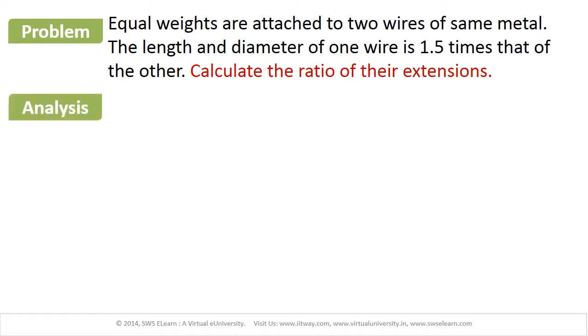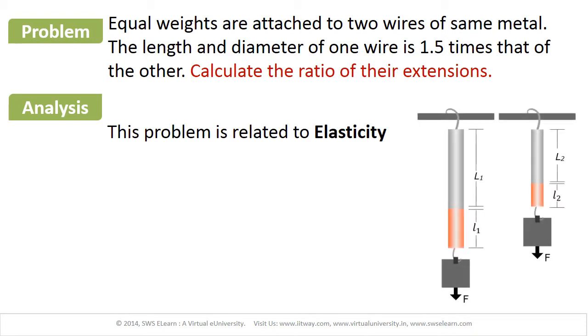Analysis. Let us start with the analysis of the problem. This problem is related to the topic of elasticity. When an external force is applied to an elastic wire, its length changes. The extension in the wire is proportional to the applied force. In this problem, we are asked to find out the ratio of extensions of two wires and not the actual values of extensions.